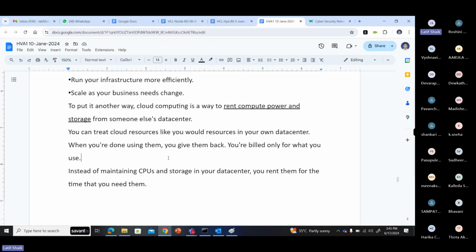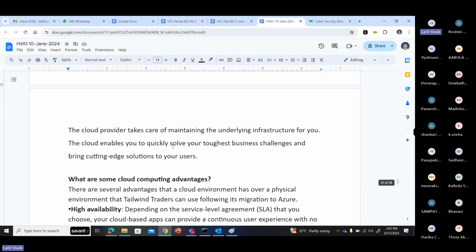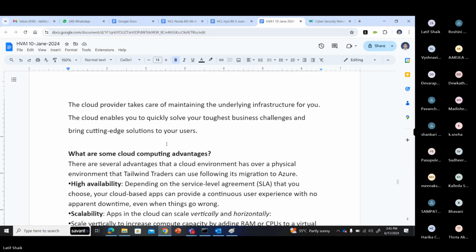Instead of maintaining CPU and storage in your data center, you can rent them for the time that you need them. As I said, guys, renting a data center is different. Cloud computing is a little different. It is like renting, but here the provisioning and deprovisioning of any of your infrastructure related services is very quick. The cloud provider takes care of maintaining the underlying infrastructure for you. The cloud enables you to quickly solve your toughest business challenges and bring cutting edge solutions to your users.